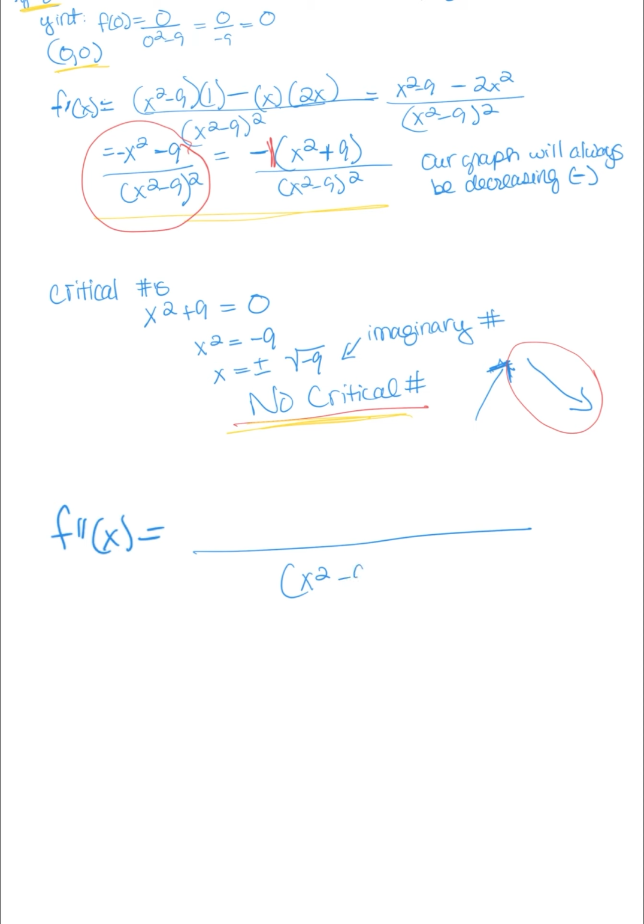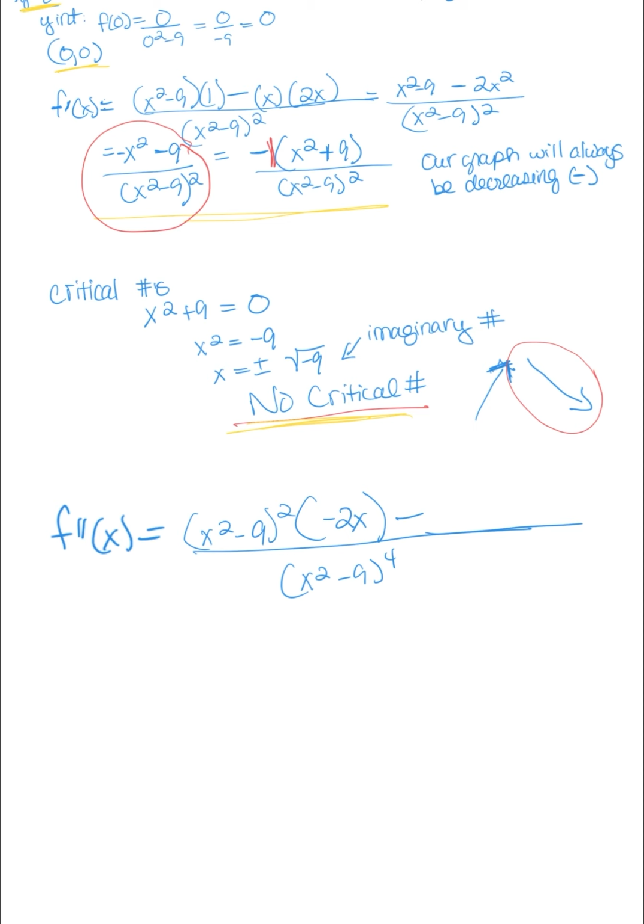X squared minus 9 squared, that's why we get the 2 times 2, which is a 4. And then we're going to write the bottom as it was, times the derivative of the top. Well, the derivative of negative x squared is negative 2x, minus the derivative of the bottom. Well, we have a chain rule derivative here.